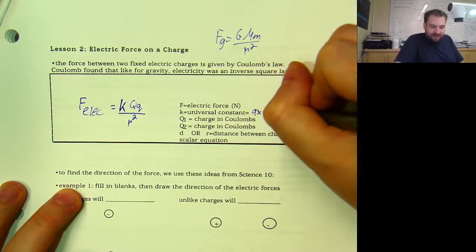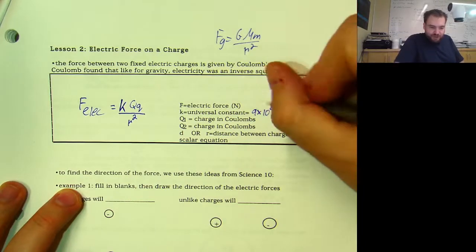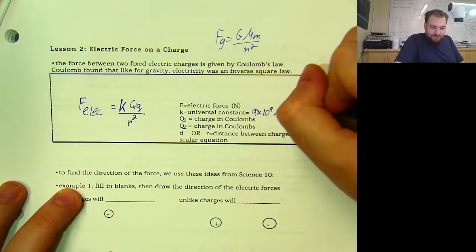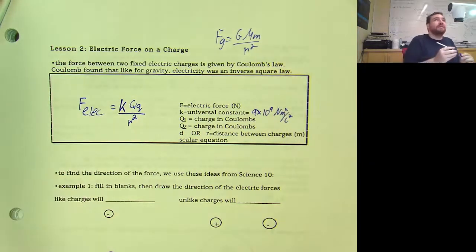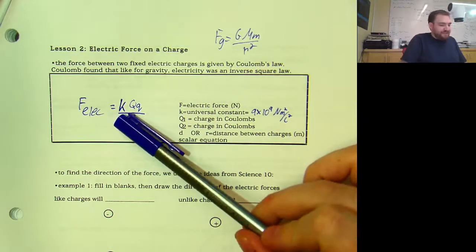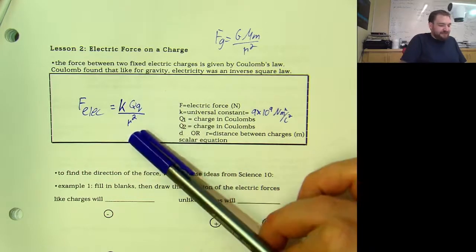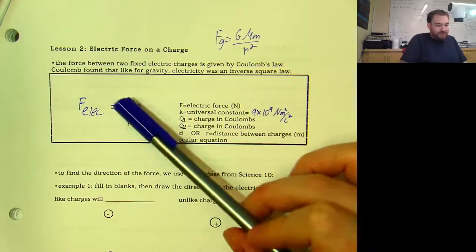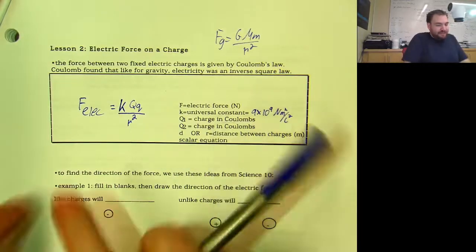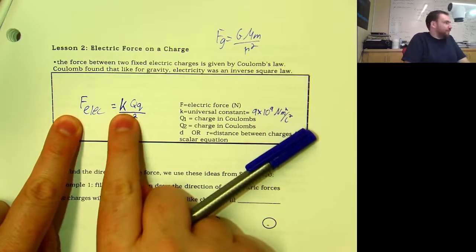times 10 to the 9 Newton meters squared per Coulomb squared. We don't like those units. But the units make sense, right? It has to have units to cancel out the two coulombs, and it has to have units to cancel out the meters squared. So it's got meters squared per Coulomb squared, and it leaves you with a force, so it has to have newtons as part of the units.